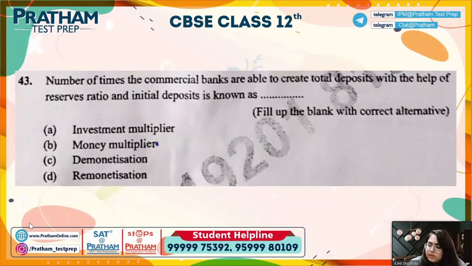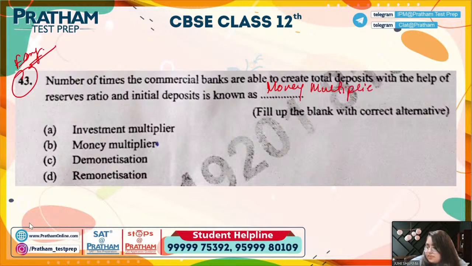ठीक है. Question number 43 बहुत ही बेसिक, बहुत ही easy question है. Number of times the commercial banks are able to create total deposits with the help of reserve ratio and initial deposits. हमने पढ़ा था, इसको हम बोलते हैं money multiplier. Right, कितनी बार हमारा जो money है वो multiply होता है, it is known as money multiplier, which is option B. काफी easy है. Money multiplier से related we have done few numericals too, so yes, it is easy.